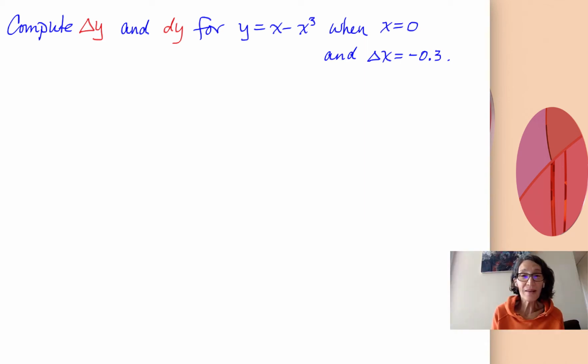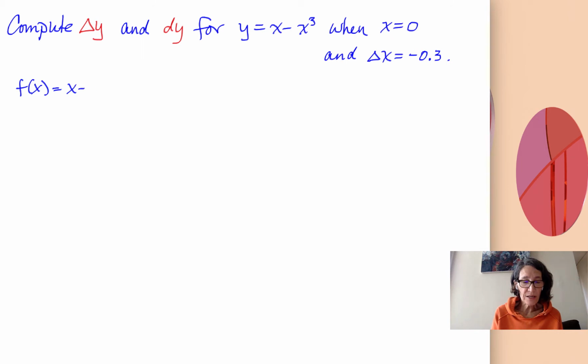Hi, welcome back. In this video, we're going to compute delta y and dy, the differential dy, for the function y equals x minus x to the third when x equals 0 and delta x equals negative 0.3. And then we'll look at what that means graphically.